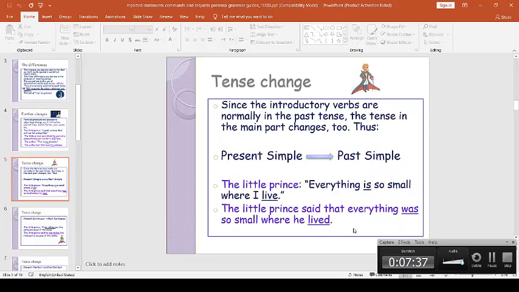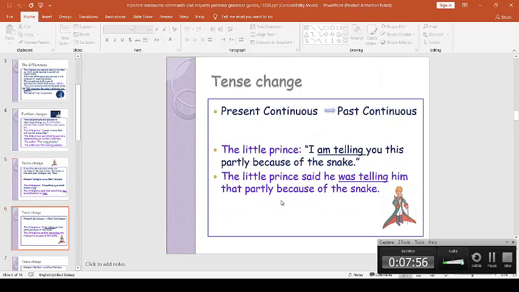Let's move here. Here I told you that the present simple changed into past simple. The little prince: "Everything is so small where I live." The little prince said that everything was so small where he lived. Here I change I into he because of the little prince. The present continuous, we change it into past continuous. The little prince: "I'm telling you this partly because of the snake." The little prince said that, or you can't put that, it's okay, he was telling him that partly because of the snake. Okay?